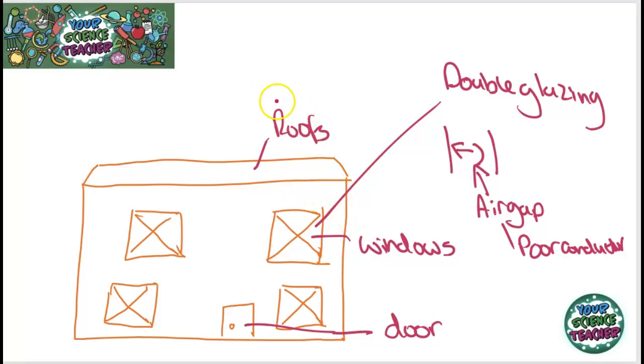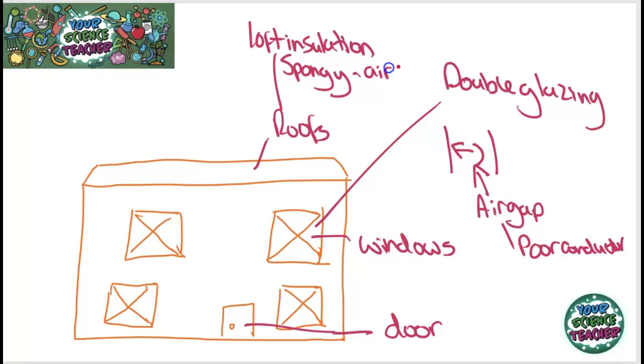Also, we have loft insulation, and loft insulation works very similarly to double glazing windows. I don't know whether you've ever been in your lofts before, but you can see with that material it's very spongy, and spongy materials have lots of air gaps.